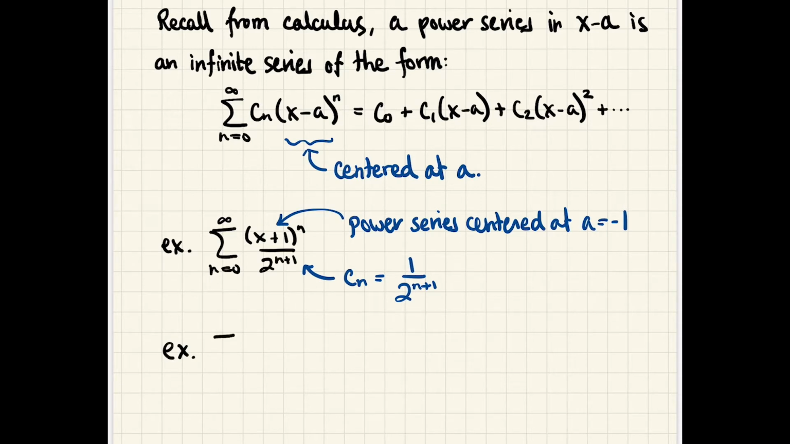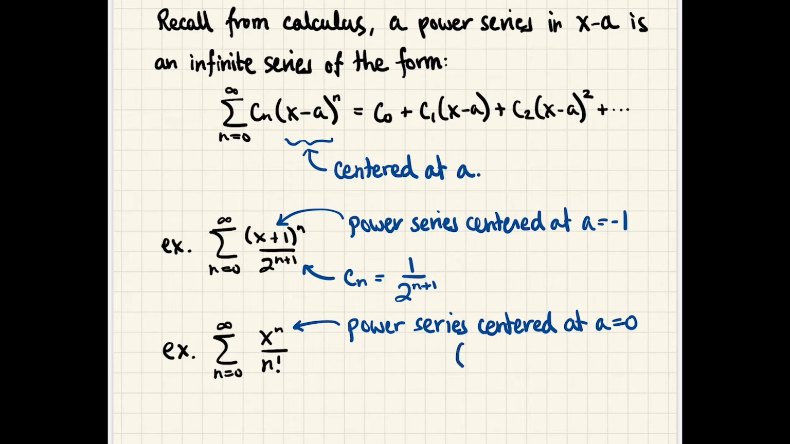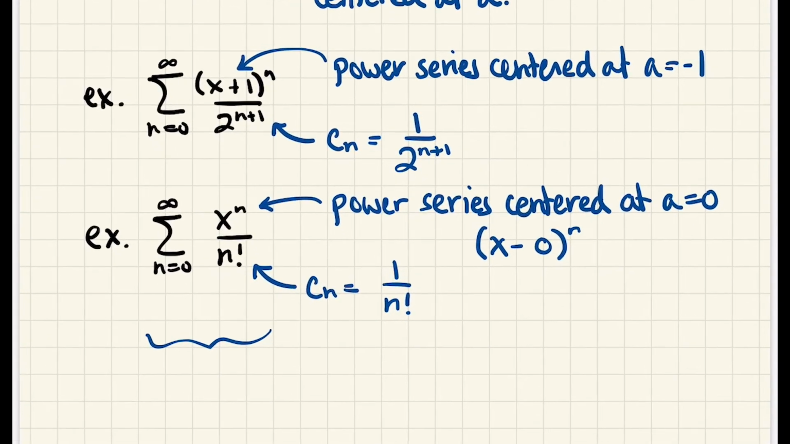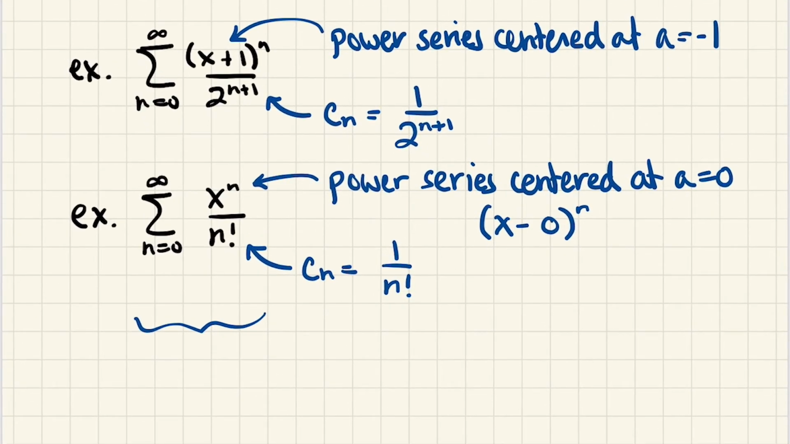Here's another example. So here we can see this is a power series centered at a equals 0, and that's because it's really of the form x minus 0 to the n. The coefficients here are 1 over n factorial. Hopefully you recognize this one even. This is the Maclaurin series for the exponential function.